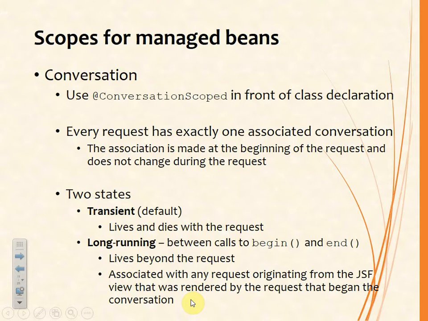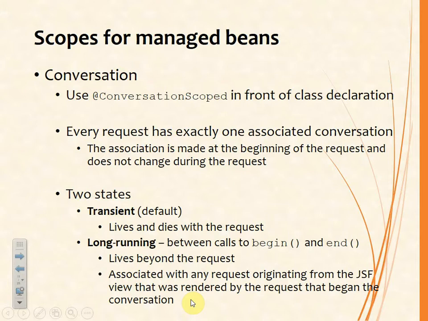As we can see, there are 2 states with that, transient and long running. If it is transient, then it will live and die with the request, and therefore is essentially the same as a request scoped bean. On the other hand, if it's long running, then it will exist between calls to begin and end methods, and it will live beyond the request until the end method is called. It's not quite the same as session scoped, because as you can see on this last point here, it is associated with any request originating from the same JSF view.